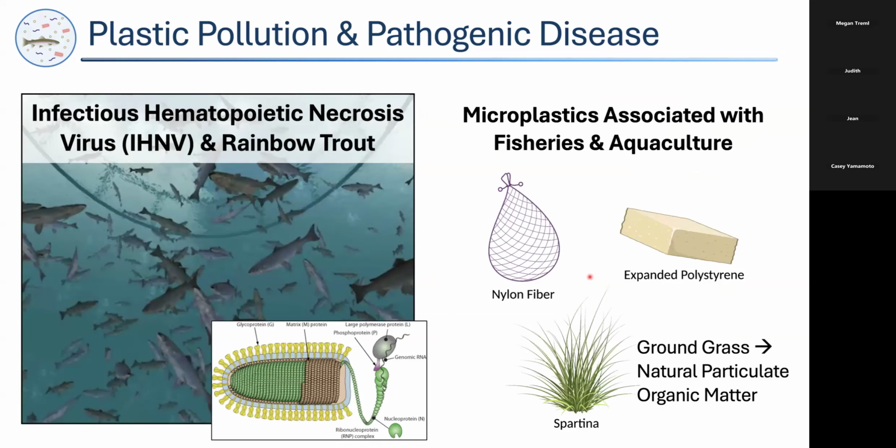So to test this, we used a really well-studied system called infectious hematopoietic necrosis virus, or IHNV. This virus is global. It particularly affects a variety of salmonid species, as we studied here, rainbow trout. And we used two different types of plastic, nylon microfibers and expanded polystyrene, both for their use in aquaculture settings, as well as a non-plastic particle control, a ground marsh grass, Spartina, as you'll see it referred to from here on out.